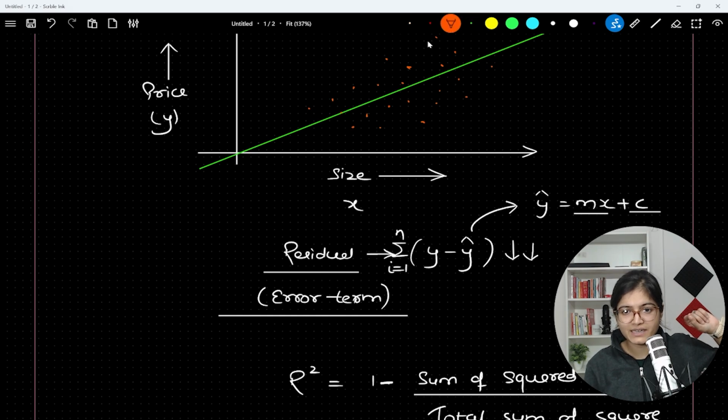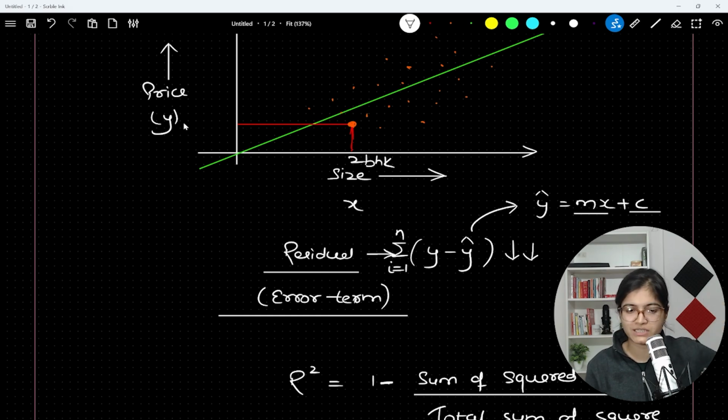For example, let's say for this data point, this is the y value. For this size of my flat, this is the y value. Let's say the size is something, okay. And here, let's say, price equals, it can be 50 lakh. This is the price that we are getting. I am giving just random values here to make you understand what I'm trying to convey. What is the predicted value here?